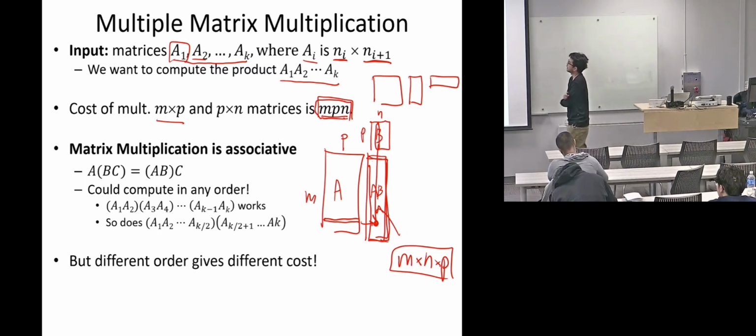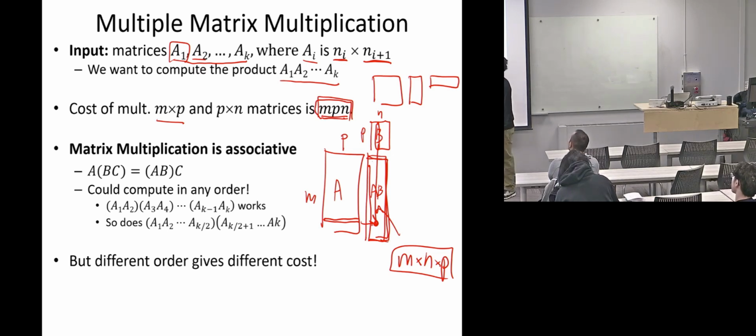And note that matrix multiplication is associative. That is, if you want to multiply A, B, C, you can multiply this one first and then this one, or this one first and then this one. However, this choice might give you different costs.